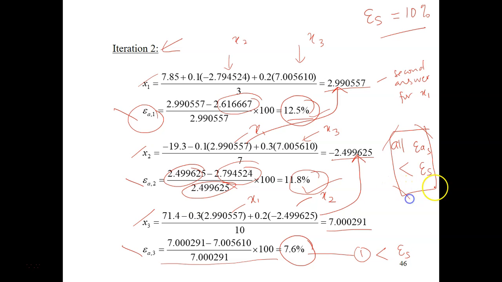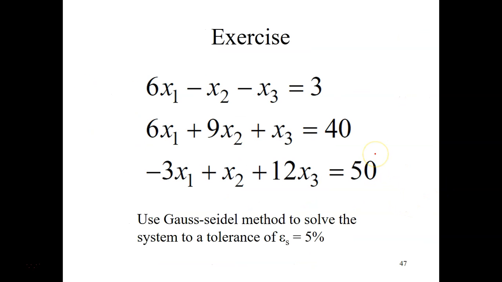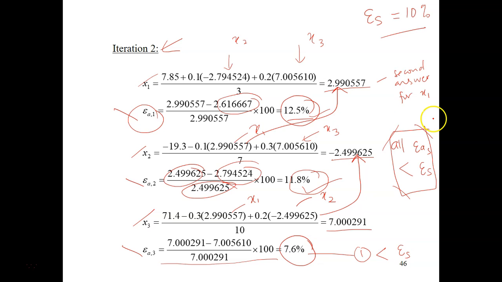Some students, they really get confused about this concept. They think, okay, I've got one EA which is less than the ES, so I can stop. No, you will get the wrong answer. You have to continue your calculation. You have to do additional iterations until you finally calculate all of your EA for x1, x2, and x3, and you get them all less than ES. Then only you stop your computation.